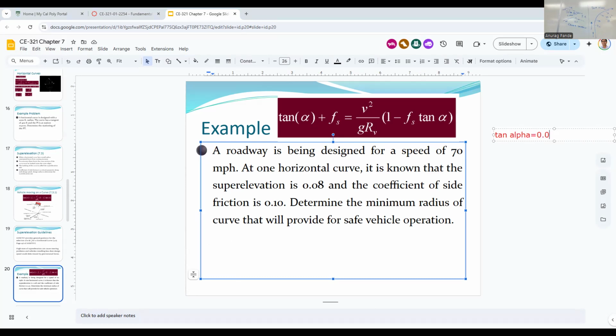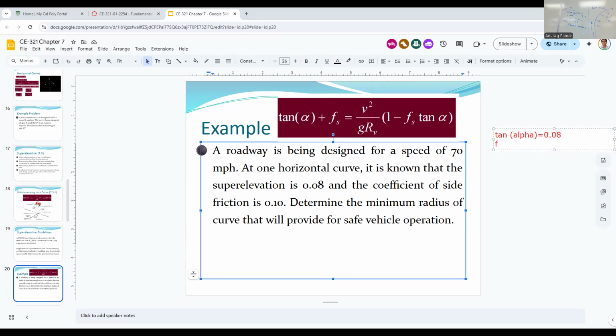It's 0.08. So tangent alpha is 0.08, because that's the super elevation. One property of tangent alpha, if you remember from when you learned limits: for small angles like 8%, 6%, 4%, the difference between alpha and tangent alpha is very, very small, so you can treat alpha as tangent alpha. They're basically the same value. But let's just say tangent alpha is given to us as 0.08.